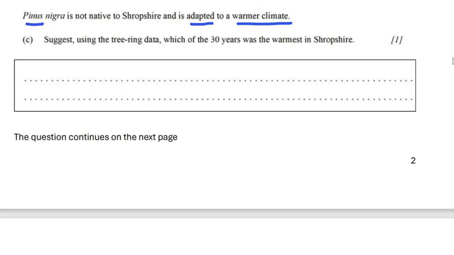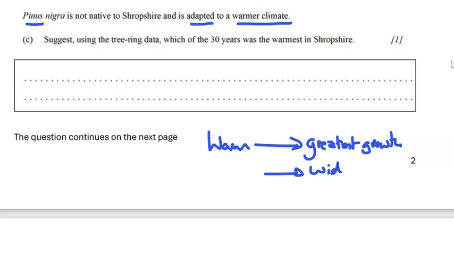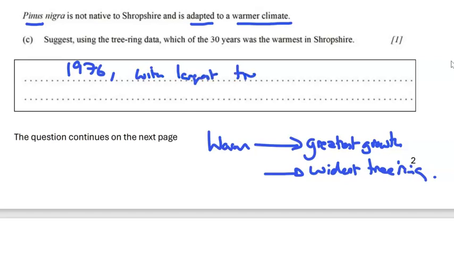So I think what we're being asked to do here is that if it's a warm year in Shropshire, then we would expect the greatest growth. And with the greatest growth, we would get the widest or largest tree ring. And we've already established which year this is, which is 1976, with the largest tree ring, or widest if you prefer.